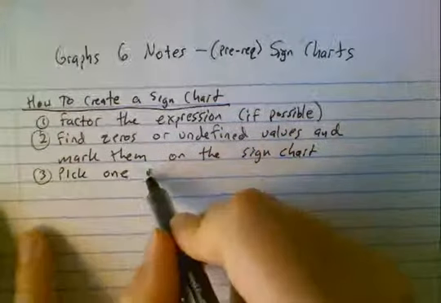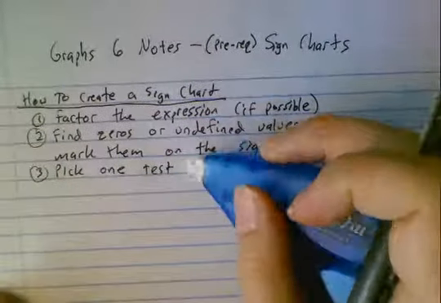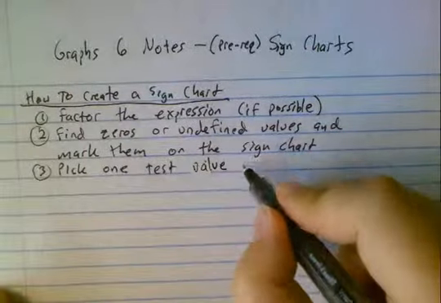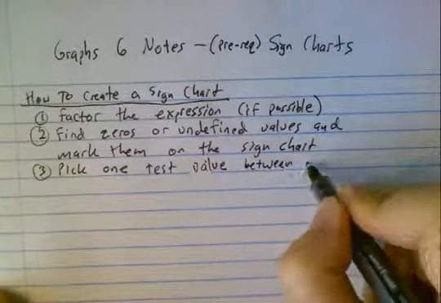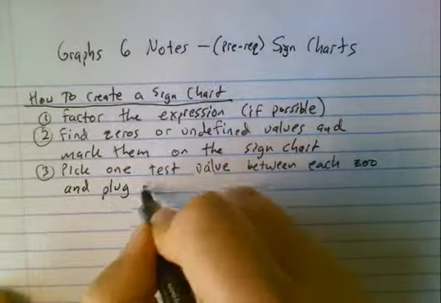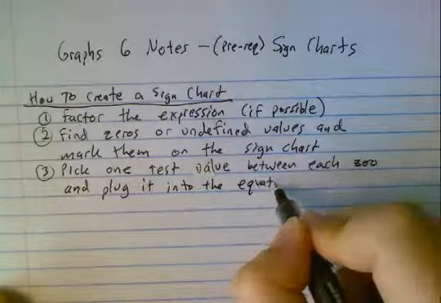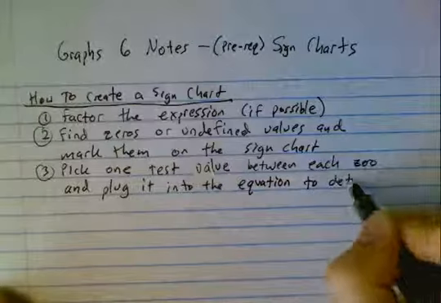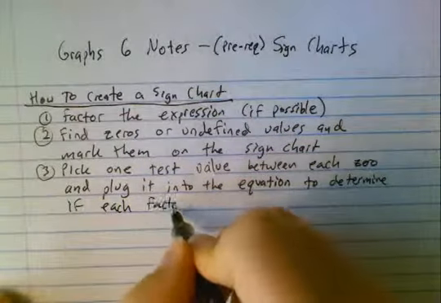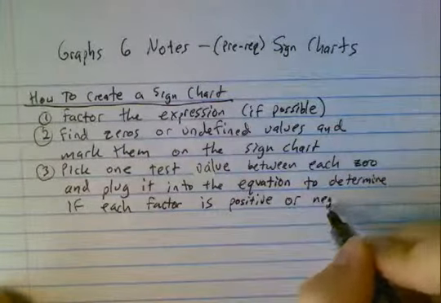Pick one test point. Really, I should say test value, between each zero and plug it into the equation to determine if each factor is positive or negative.